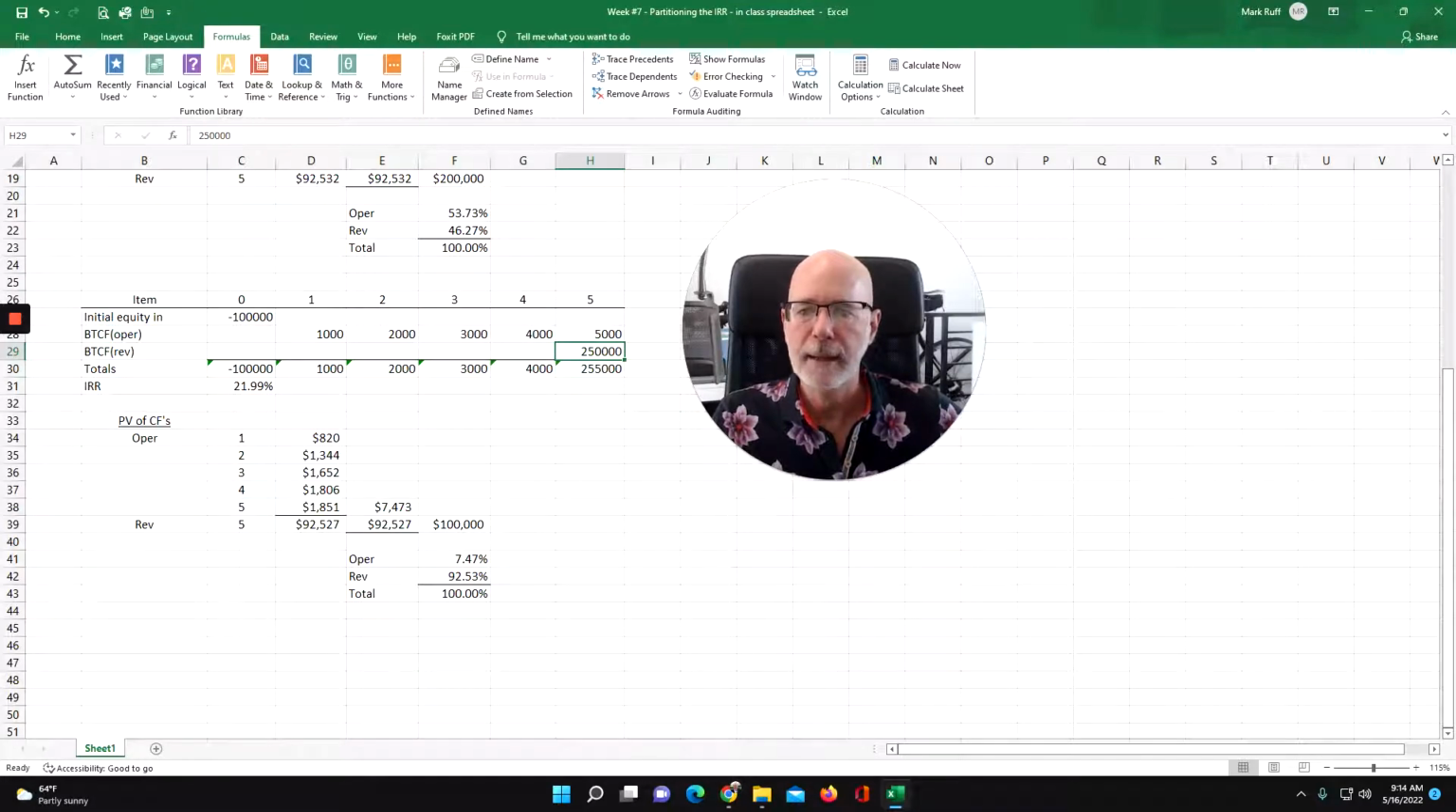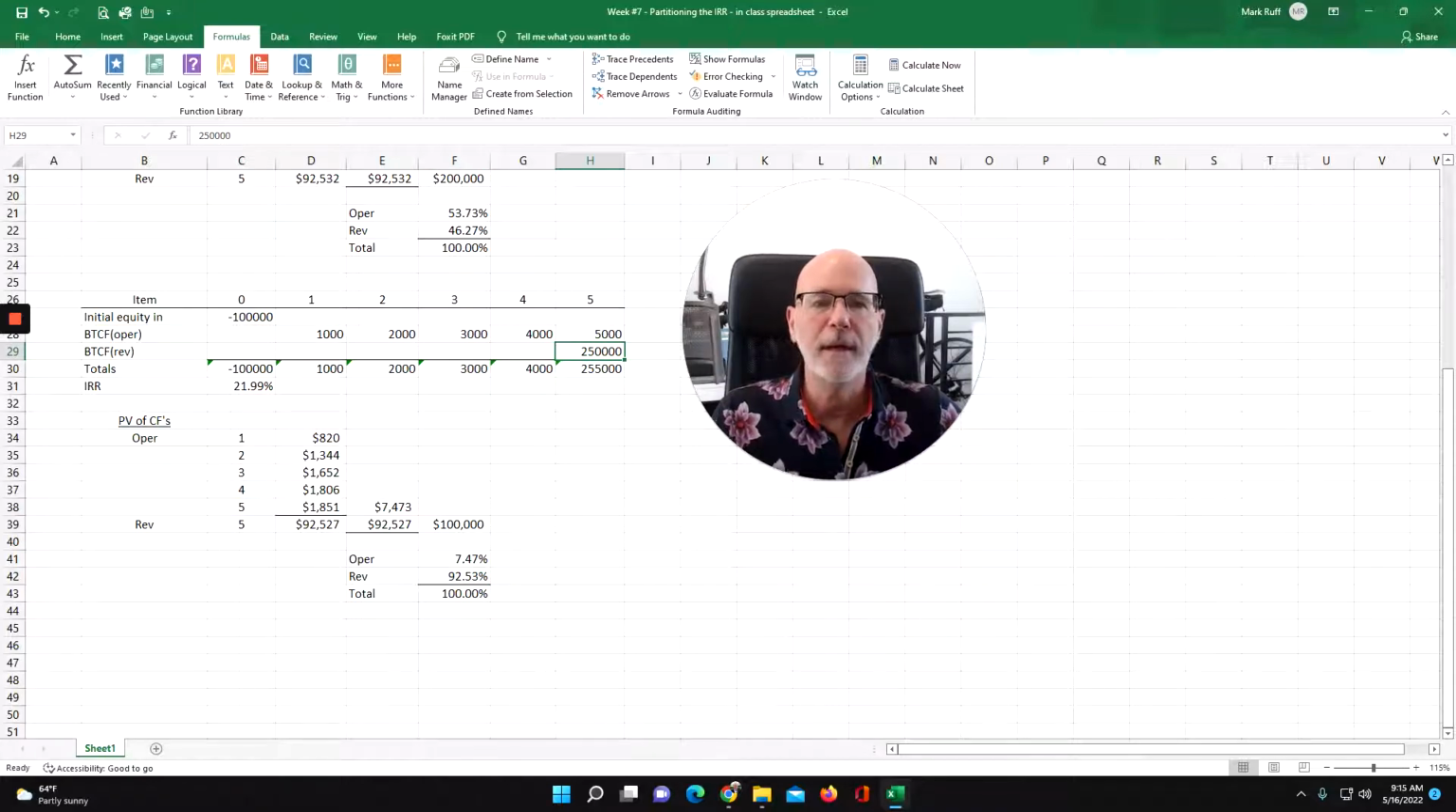Therefore, 92.5% of my internal rate of return, almost all of it, is coming from the very end of this deal, thus creating a very risky scenario, right? The return here isn't bad, call it 22%, but 92% of that is coming from the end of the deal.